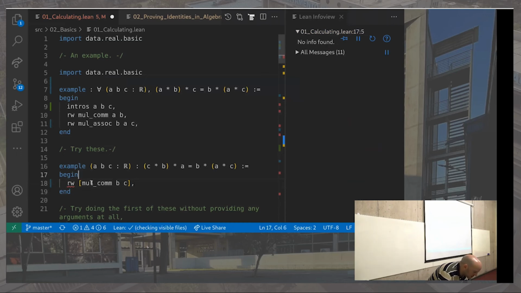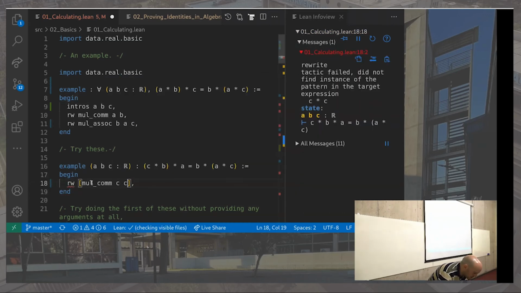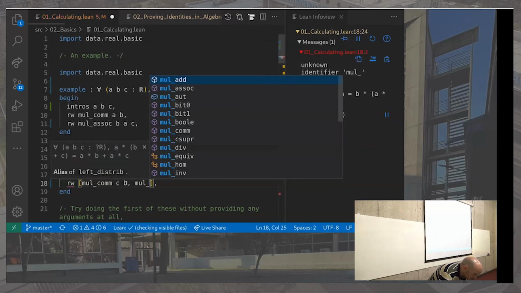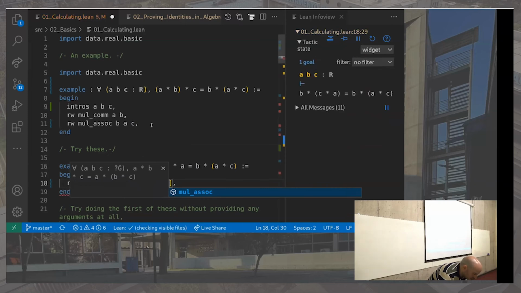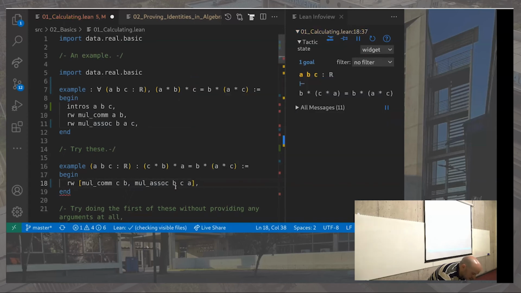Okay, it doesn't. It's not happy. C and B. Sorry, C and B. And now I can associate. Okay, I have to associate this. So what is the order now? Is BCA, BCA. And now I also have to switch the order of C and A.